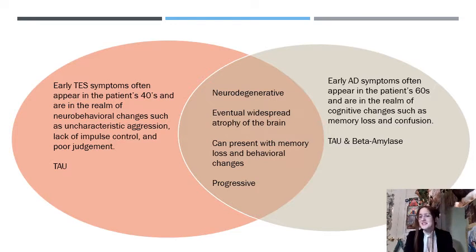Early TES symptoms appear younger than Alzheimer's, usually in the 40s, but they can appear as young as the 20s. And there are more neurobehavioral changes, such as uncharacteristic aggression, poor impulse control, and poor judgment, and it mostly involves only tau. In Alzheimer's, you're going to have later onset with mostly geriatric patients, and they're going to experience changes in the cognitive areas upon early symptoms, such as memory loss and confusion. And the protein beta amyloid has been implicated in Alzheimer's and not in TES.